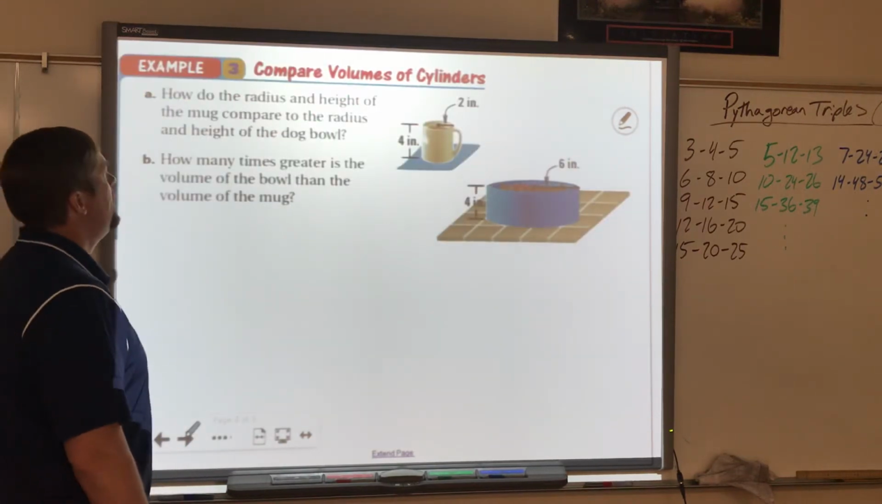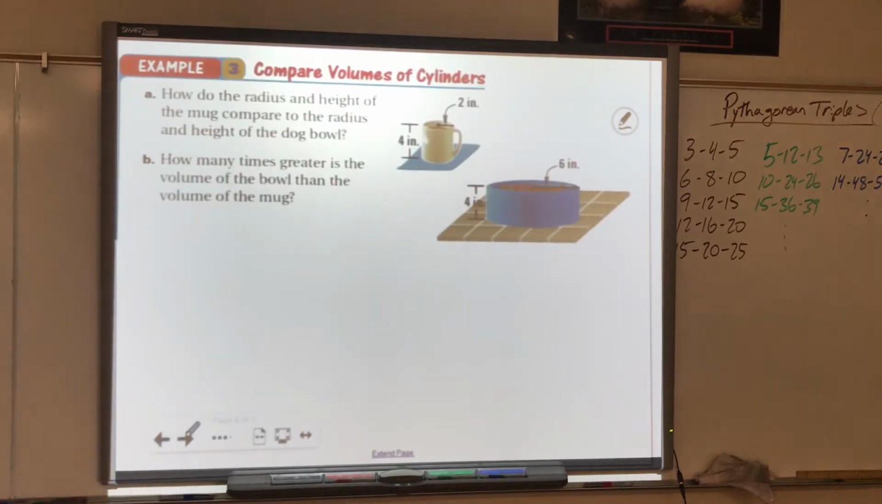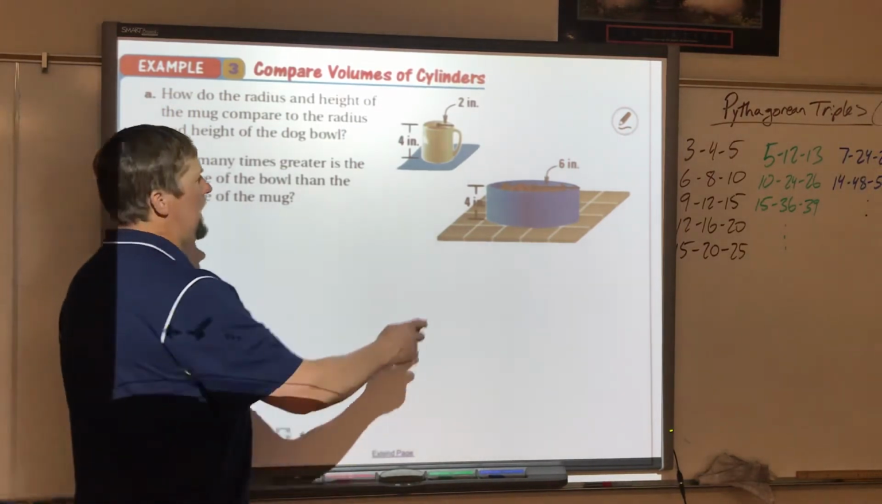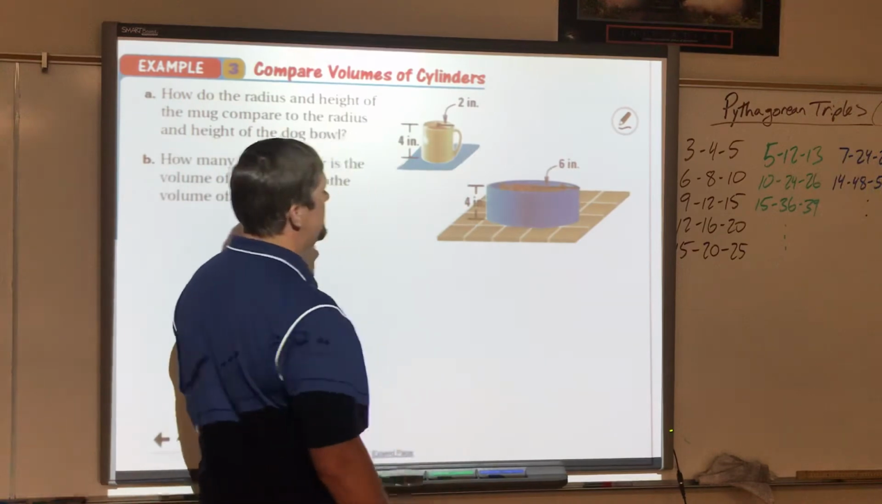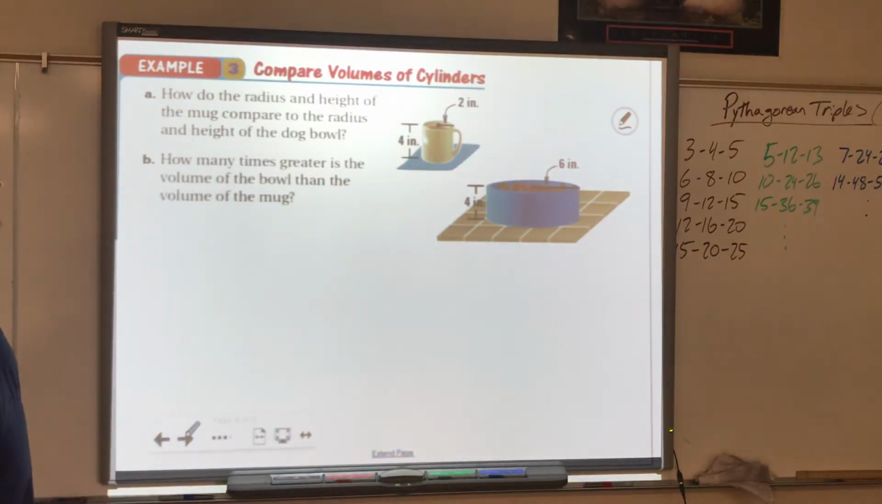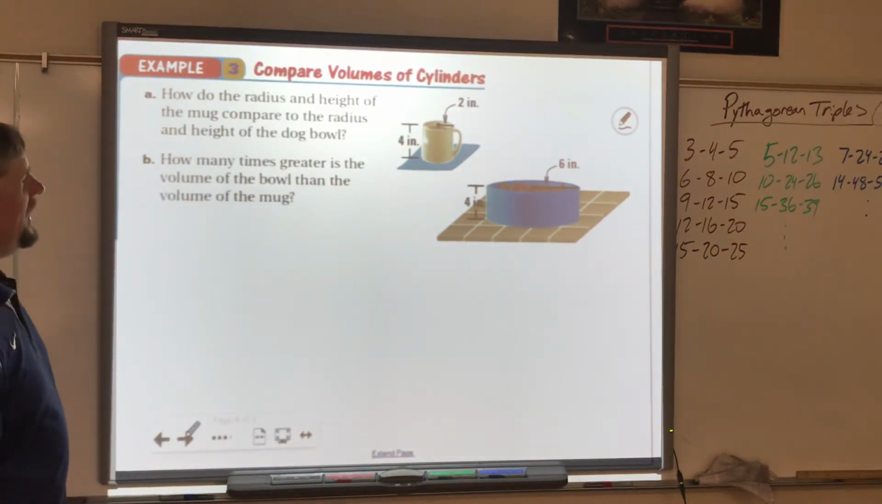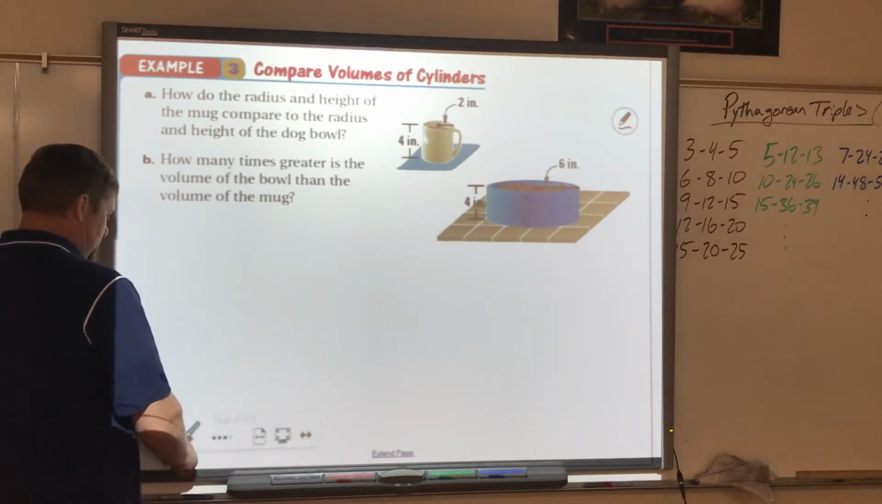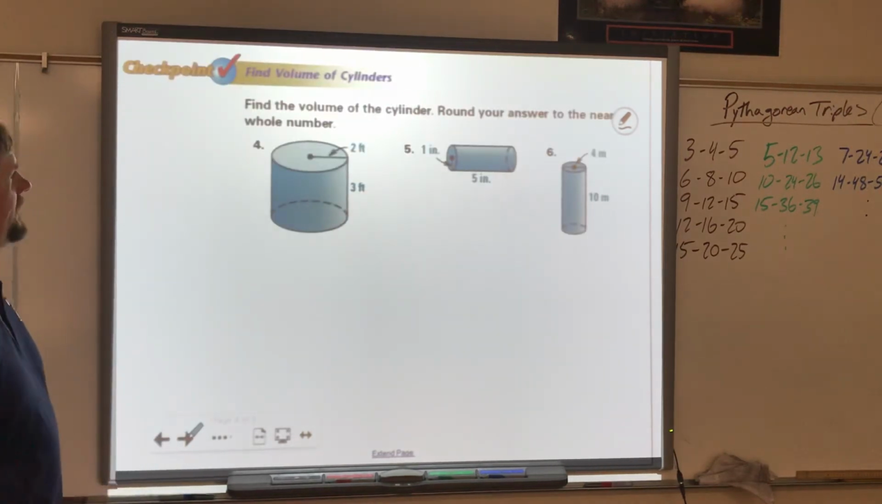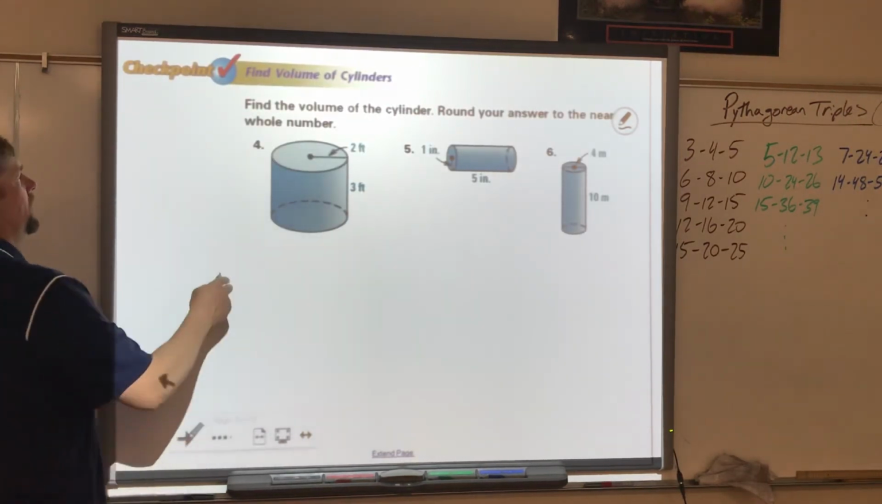It says, how do the radius and height of a mug compare to the radius and height of a dog bowl? Well, it's the same height, but the radius is 3 times as much. Find the volume to a whole number.